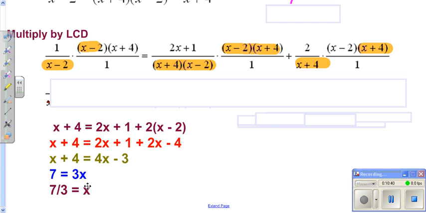Once again, this is going to be your answer, but you got to make sure you check it to make sure you don't end up dividing by 0. If you put 7/3 and subtract 2, you don't get 0. Or 7/3 plus 4, you don't get 0. So we don't have to be concerned about dividing by 0.